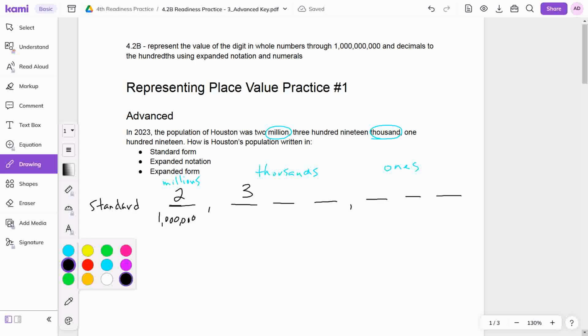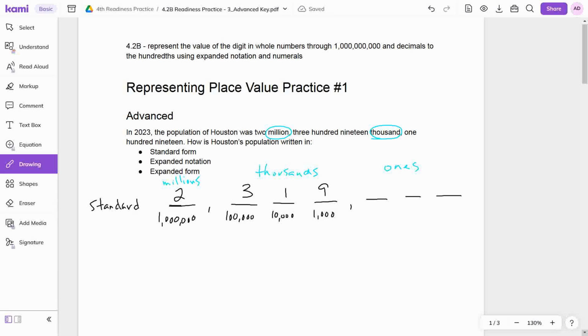319,000. So I'm just going to write 319 as if it existed on its own. And then I put that in the thousands period or the thousands family. So that is going to be helpful for me. I'm going to write the place values underneath. Once again, I'll need them for my expanded notation. And then I've got my 119. That's my hundreds place, my tens place, and my ones place. So that's my standard form.